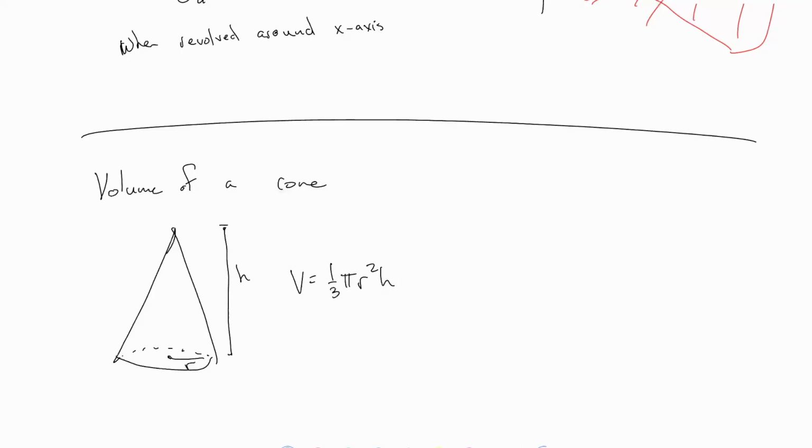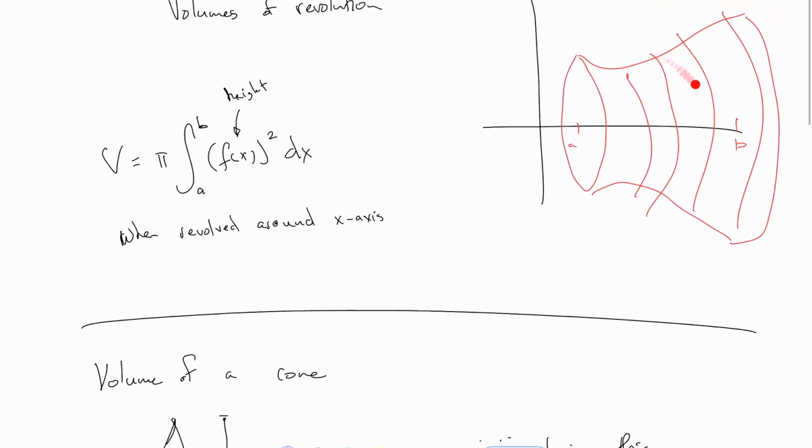I don't want to use that formula though. I want to actually derive this formula, so let's derive this by using the volume of revolution formula. If we are to do this, you have to somehow imagine the cone as the result of revolving around the x-axis. So can anybody suggest what curve, what function you have to start with so that when you spin it around the x-axis, the volume that you get ends up being a cone?